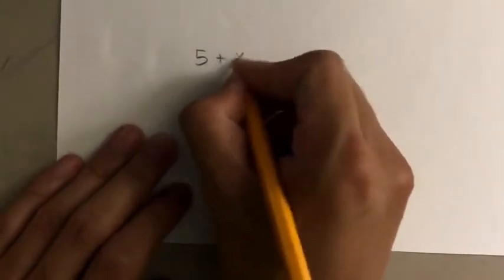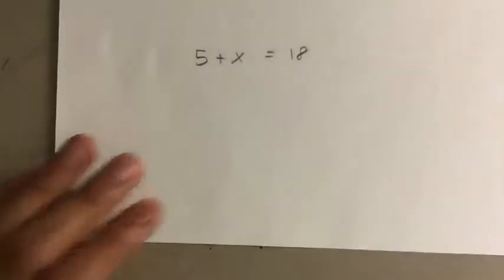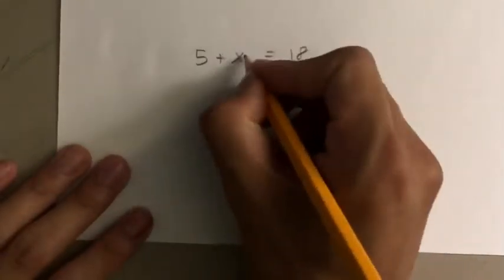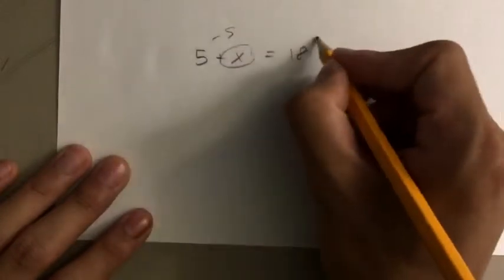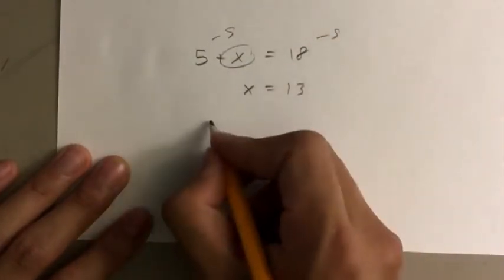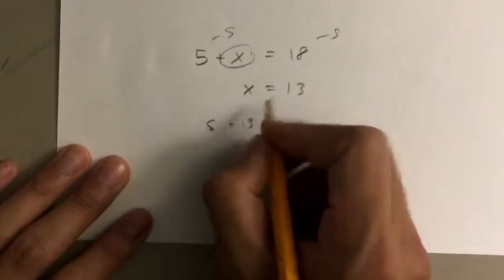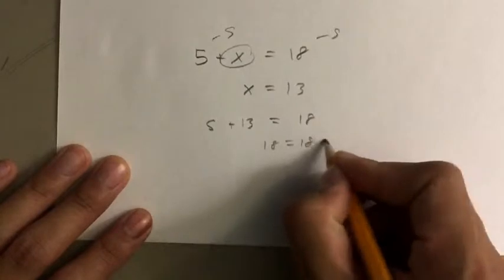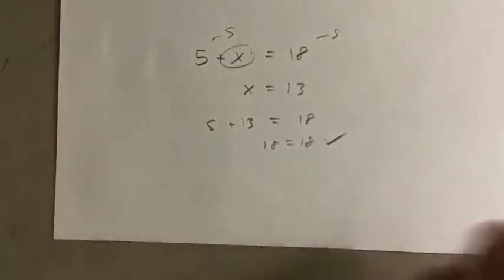What is 5 plus x equals 18? How do you solve this? This is a much easier example. Well, you subtract 5 because you want to get x alone. Subtract 5, and then we have x equals 13. And 5 plus 13, we're checking our work here, equals 18. So there we go. It works out. Everything checks out. Everything's great.